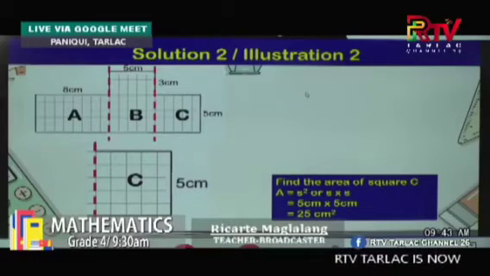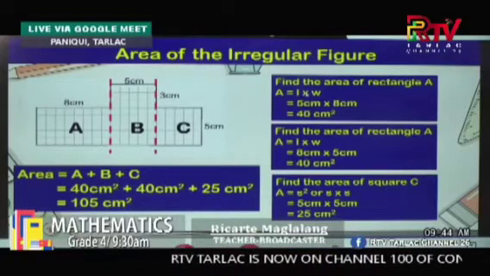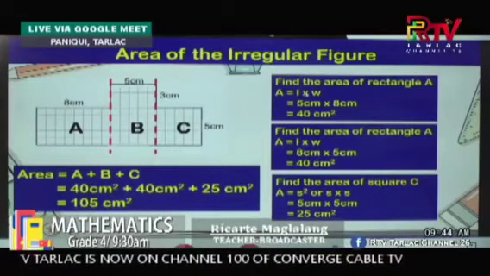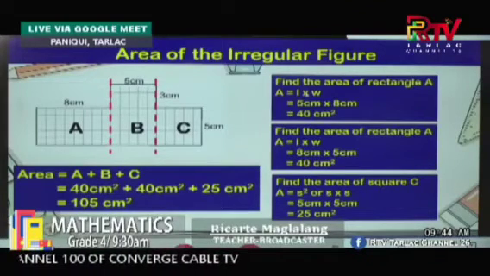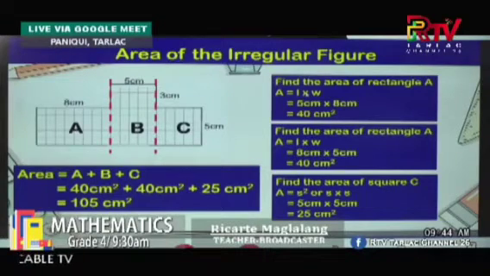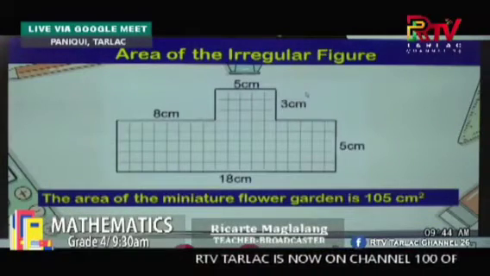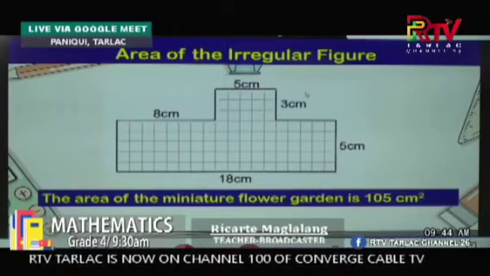And finally, step 4, area of the miniature flower garden is equal to area of rectangle A plus area of rectangle B plus area of square C. So we have 40 square centimeters, that is the area of rectangle A, plus 40 square centimeters, area of rectangle B, plus 25 square centimeters, the area of square C. A total of 105 square centimeters. Still, the area of the miniature flower garden is equal to 105 square centimeters.